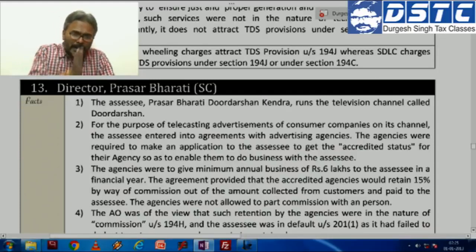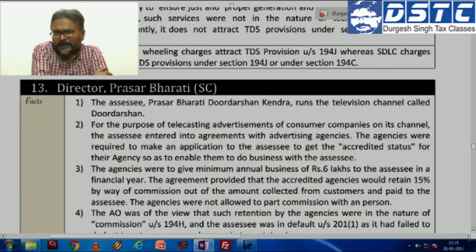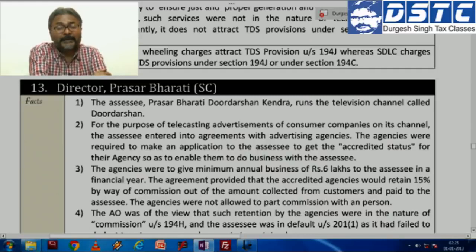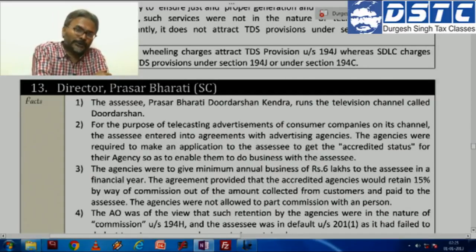On this backdrop, we now deal with Director, Prasar Bharati. This is a case of Doordarshan. In Doordarshan, the agencies appointed to look out for advertisements are referred to as accredited agencies. Somebody will ask, what is this accredited agency? Students, it means the agency which has been appointed specifically for Doordarshan.